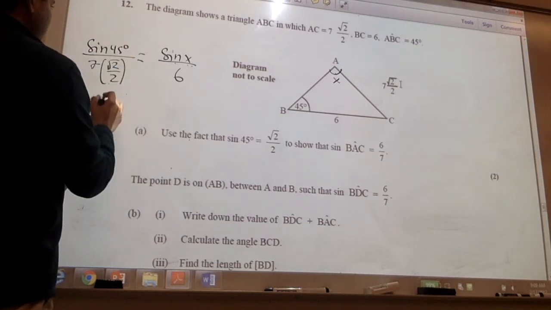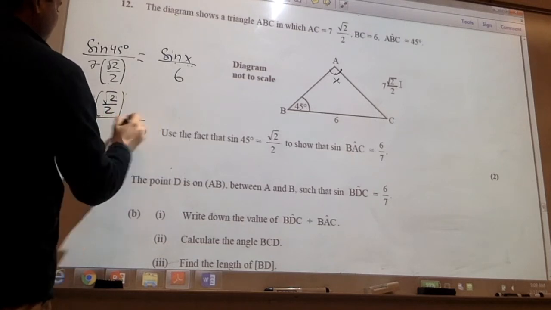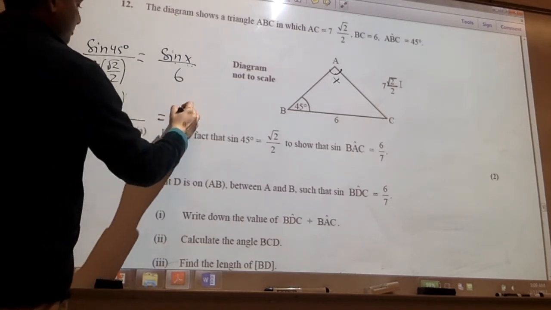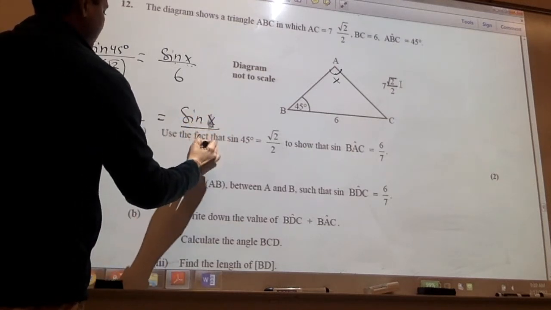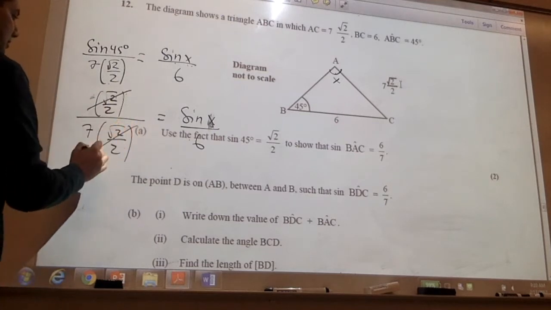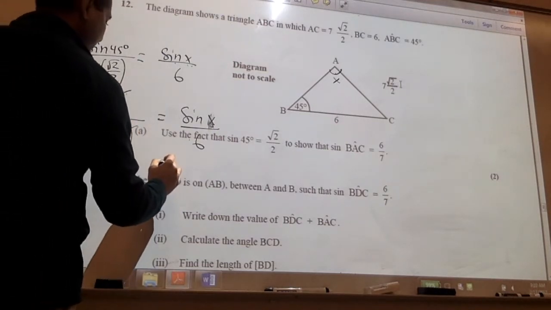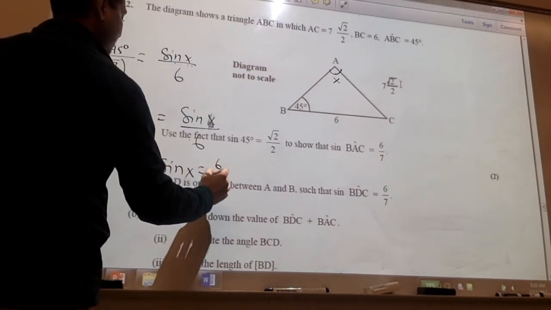Before cross multiplying, sine 45 is square root 2 over 2, over 7 square root 2 over 2, is equal to sine x over 6. So these two get cancelled out. Then cross multiply. So now you get sine x is equal to 6 over 7.